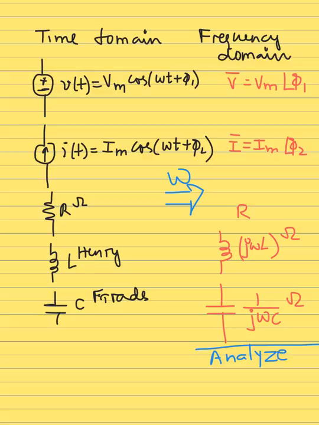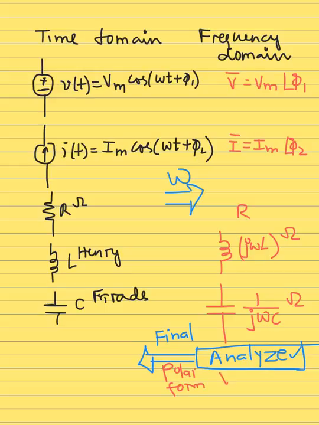you analyze it using any of the methods like Ohm's law, KVL, KCL, nodal, mesh, superposition, Thevenin's, Norton's, source transformation, whatever methods we have learned with respect to DC circuits. You analyze and have the final result, meaning the value of the variable we're looking for. And the final result has to be in polar form.